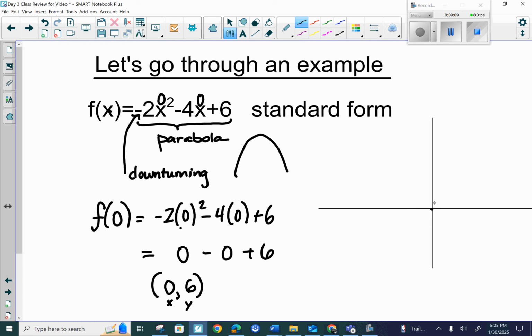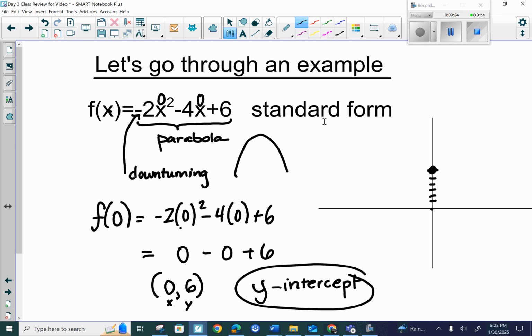I have 0, 1, 2, 3, 4, 5, 6. That point right there is my y-intercept. It is not my vertex, it is the y-intercept. So the standard form gives you the y-intercept. It also lets you see clearly what a is, if a is positive or negative, telling you if the parabola is downturning or upturning.